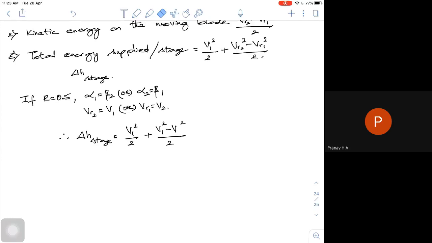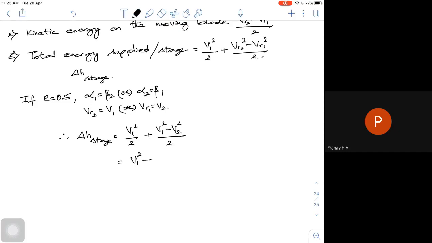Write it as V2. Fine. I am writing it as V2. So what will this be? This will be V1 square minus, either in terms of VR1 square, which I can retain as it is, or I can write in terms of V2.